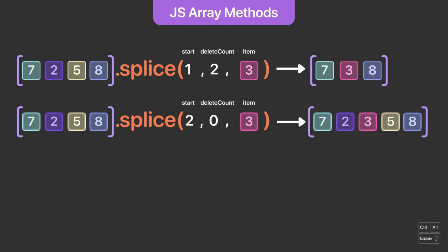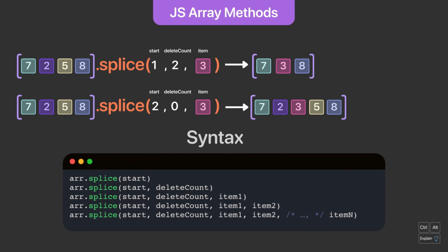Now that you've seen how splice works, let's look at the syntax. One thing to know is that if you only pass the start argument, splice will remove everything from that index to the end of the array. And splice isn't limited to inserting just one value. You can add multiple items at the same time by passing more arguments.